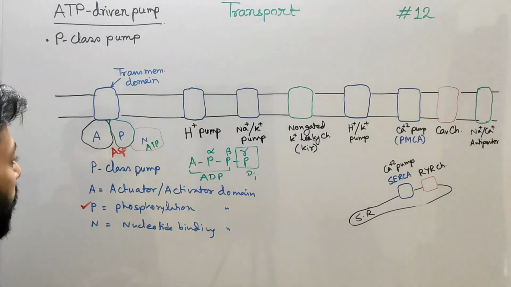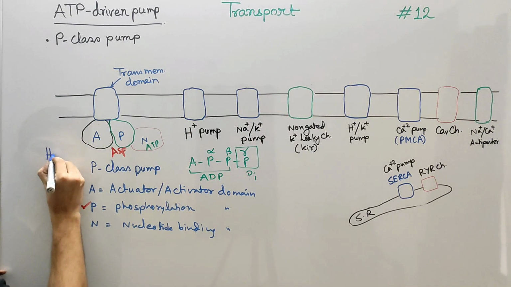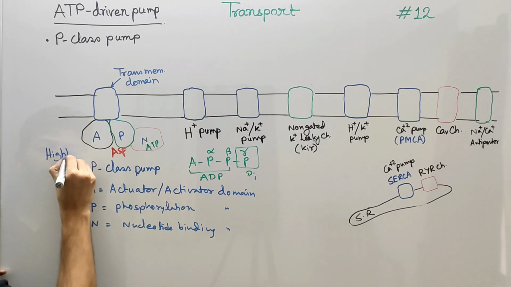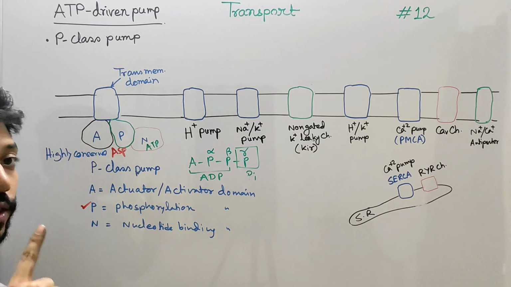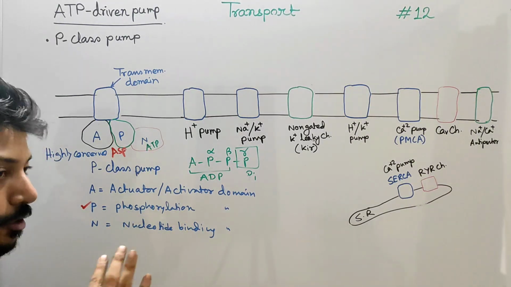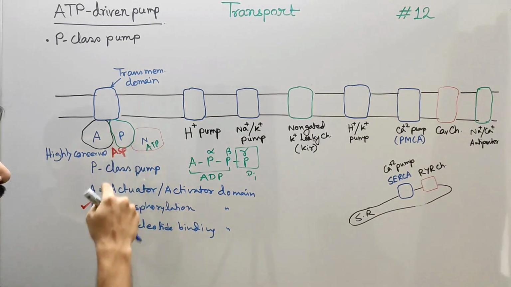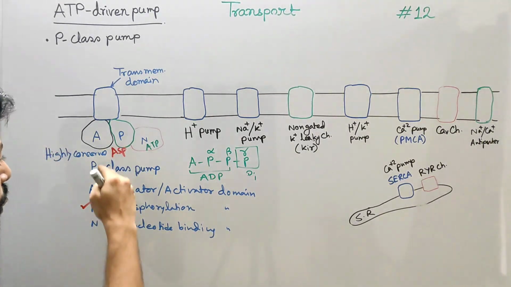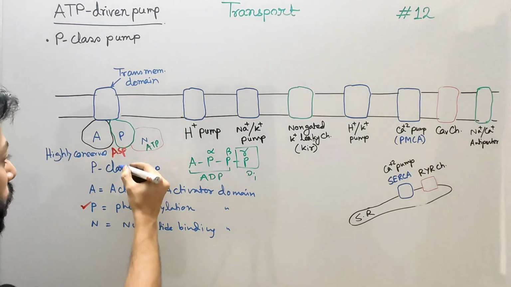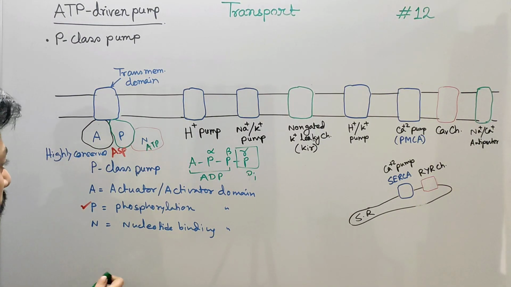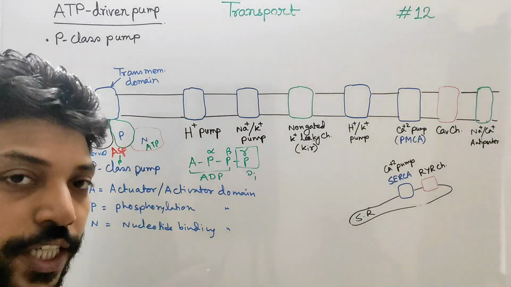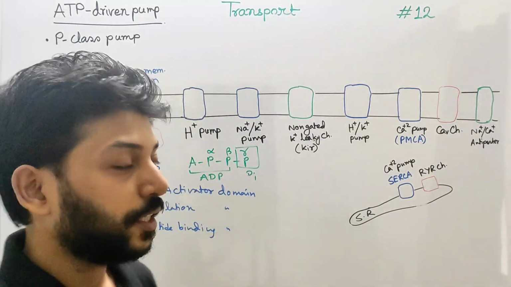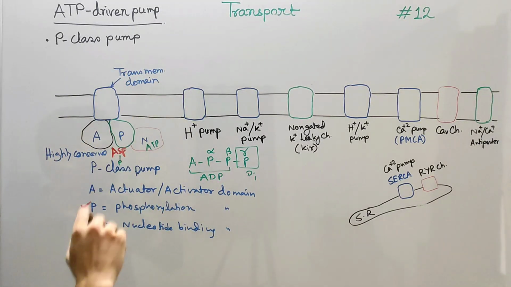Remember this, it is highly conserved in all the P class pumps. That's why it is called P, for phosphorylation. So in this P domain, there will be an aspartate, and that aspartate will be phosphorylated. A phosphate group will be attached here. When phosphorylation occurs, only then can this pump transport ions.